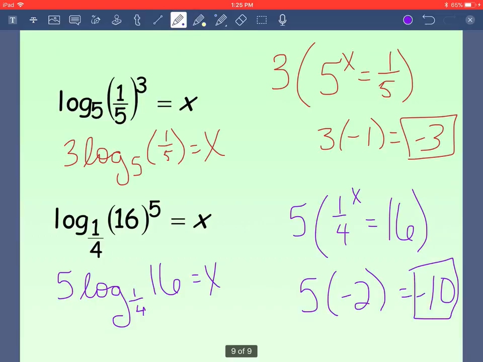And that is it for the properties of logarithms for today.